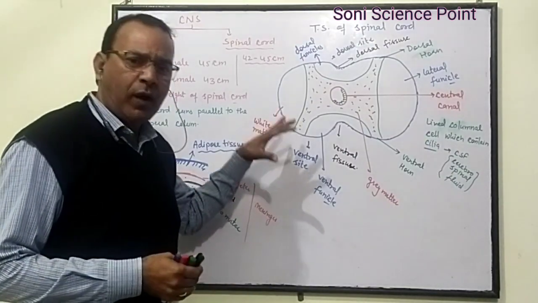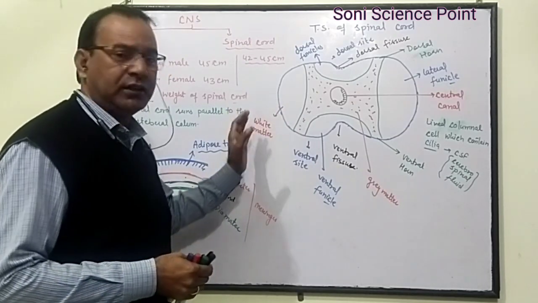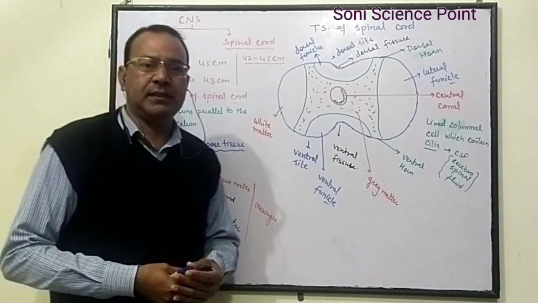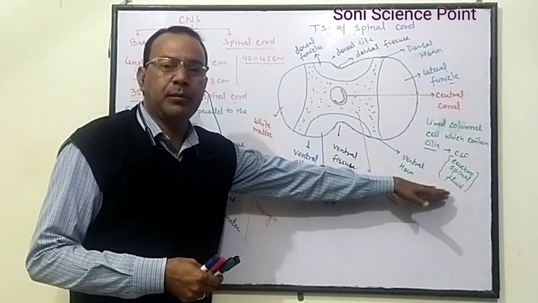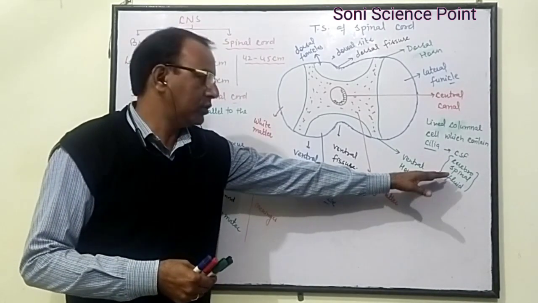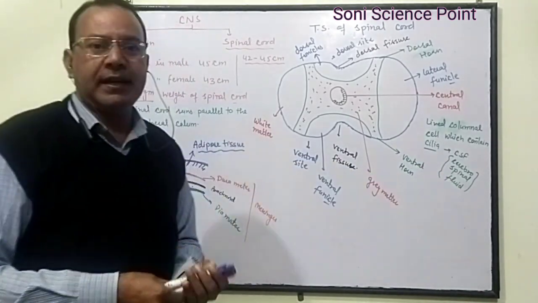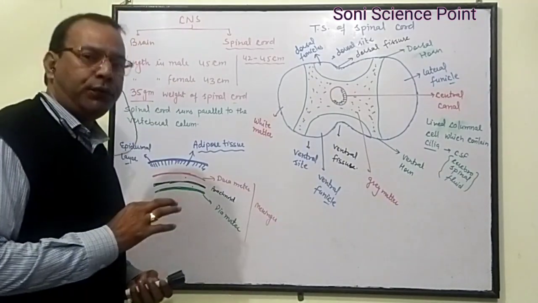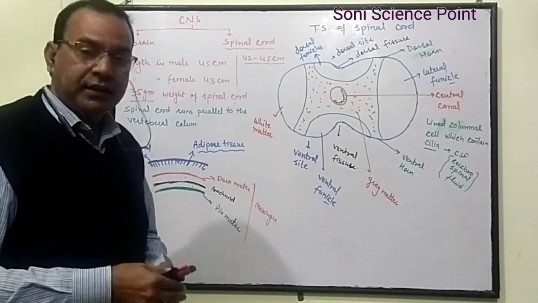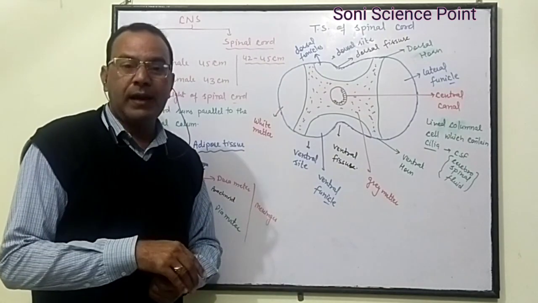The spinal cord provides us mechanical strength along with the vertebral column, and it also helps to protect the spinal cord from external shocks, since it contains CSF, cerebrospinal fluid. Clear? And next we can study reflex action.